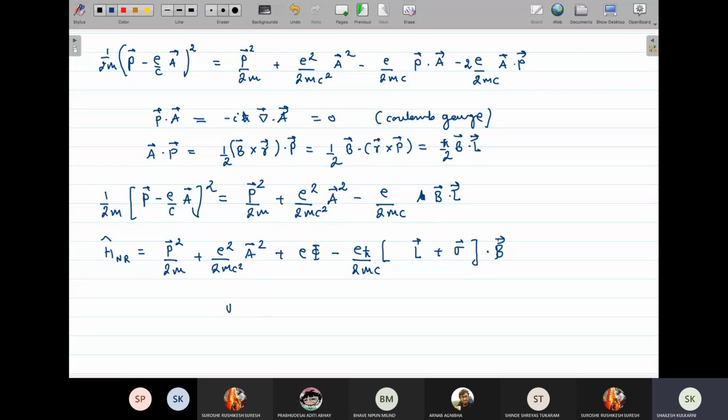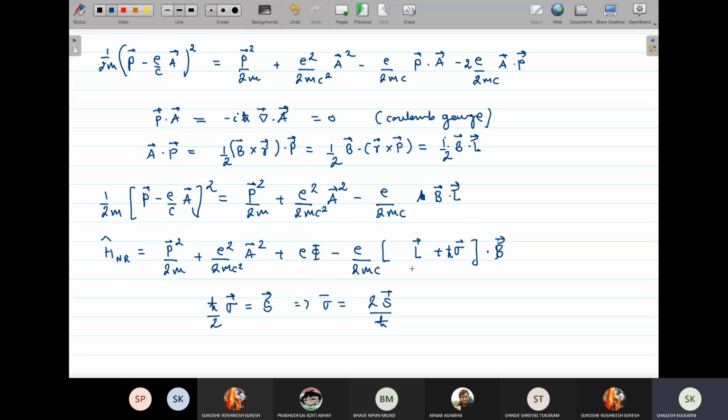Okay. But what is sigma? Sigma times h-cross by 2 is your spin operator in non-relativistic quantum mechanics. So this sigma is twice S divided by h-cross. Okay, so I think I'm correct. Actually there should not be an h-cross here, because h-cross is there already, so there is no need of writing h-cross here. Okay, so there is no h-cross here, and there is h-cross here.